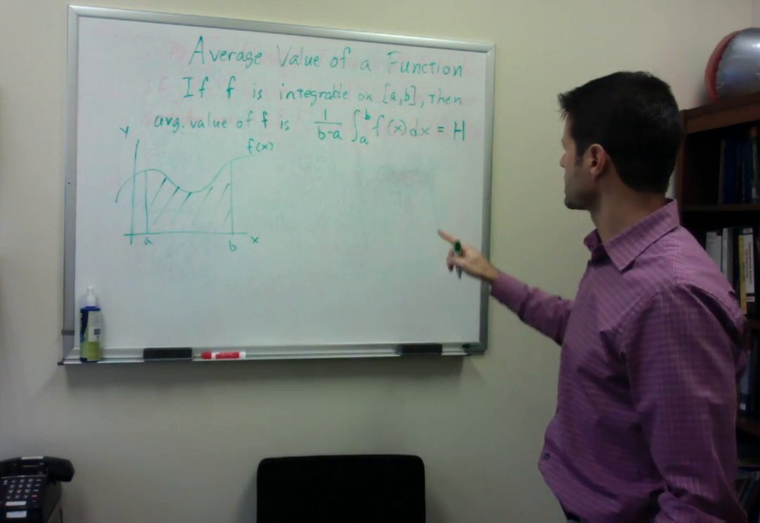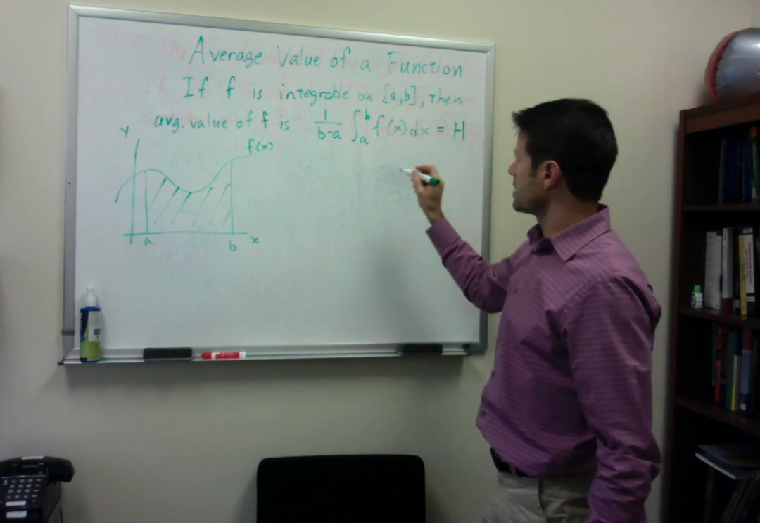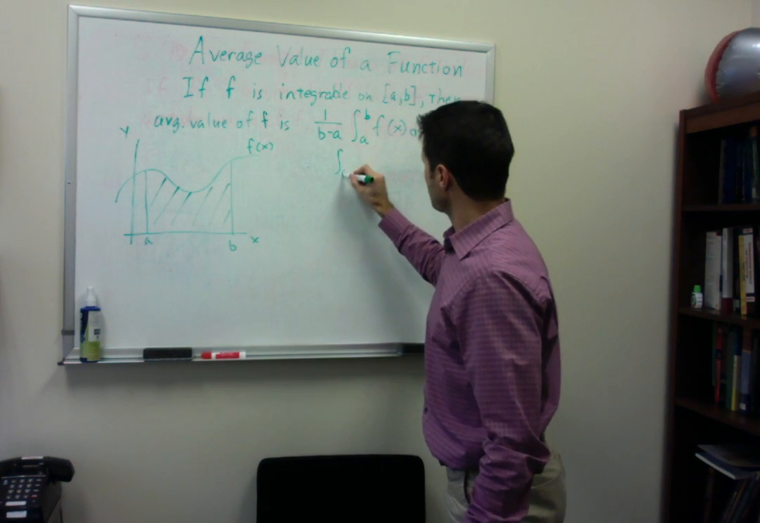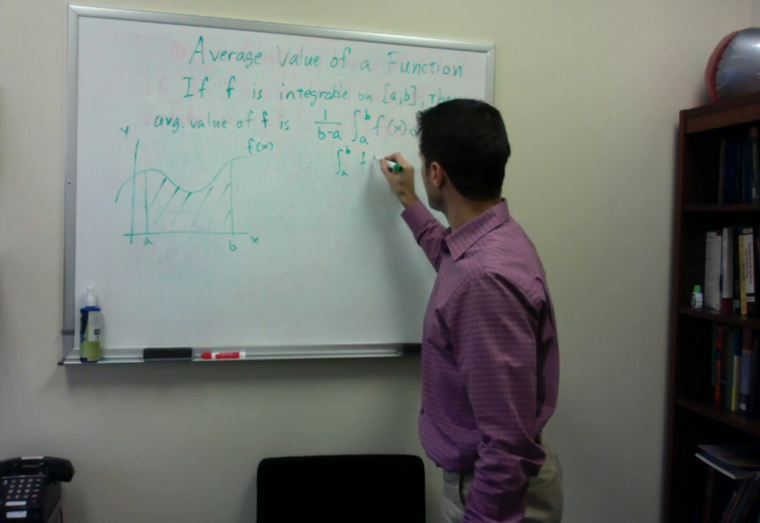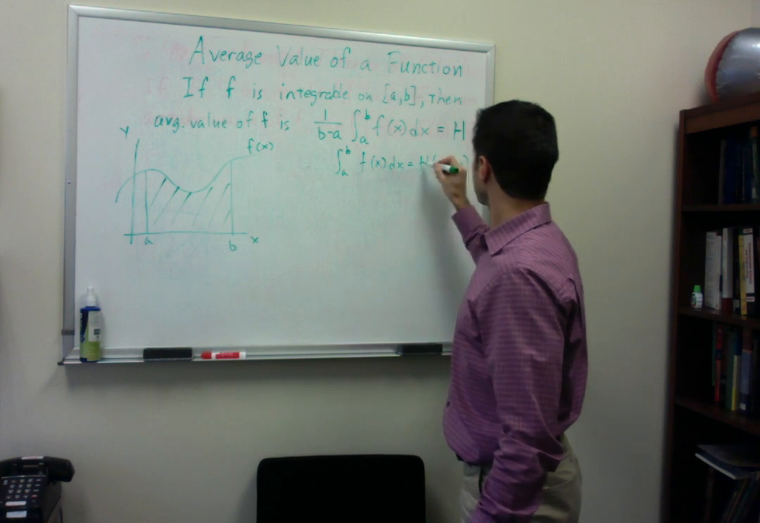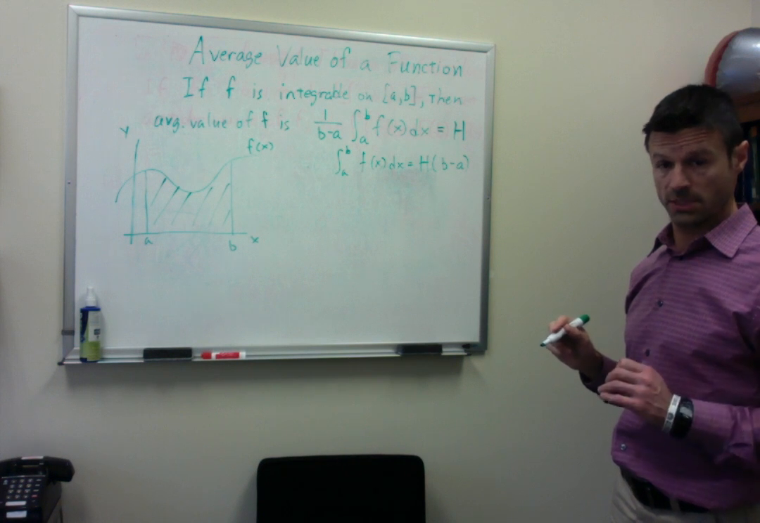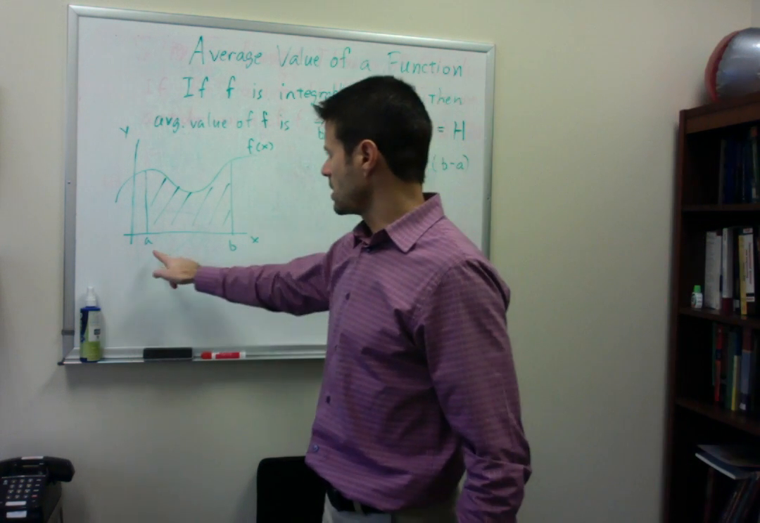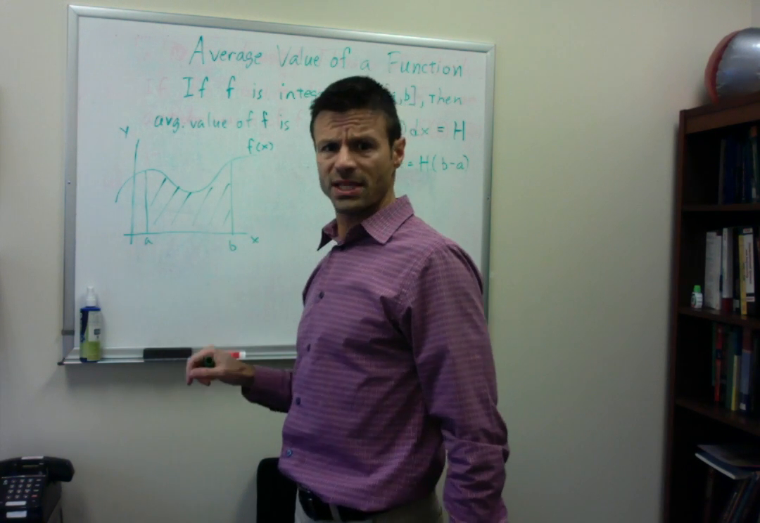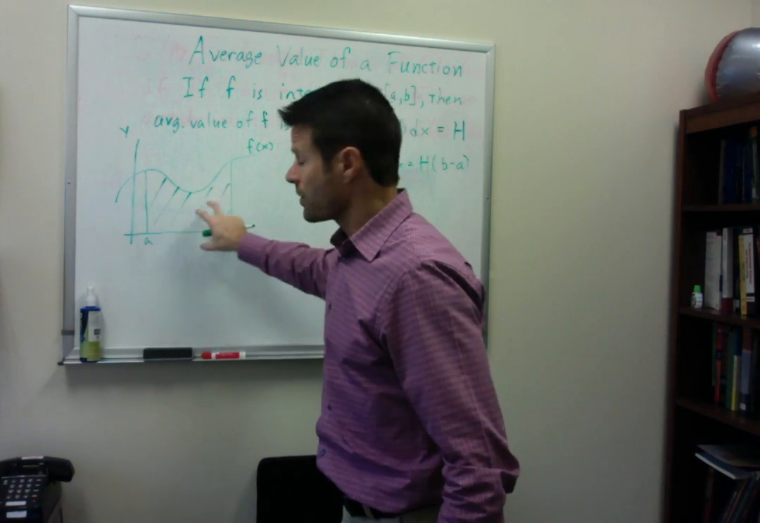All right, so now let's take a look at this formula here. If I were to rearrange this formula, if I were to multiply by b minus a, we would have that the integral from a to b of f of x dx equals h times b minus a. So what is this h times b minus a? I mean, h is just a number, right? And b minus a, well, that's the width of this base here. So h is kind of like the height of a rectangle that has the same area as this area under the curve here.